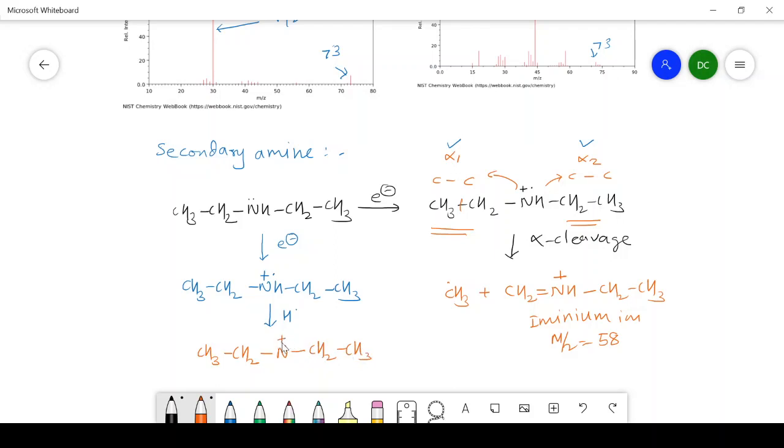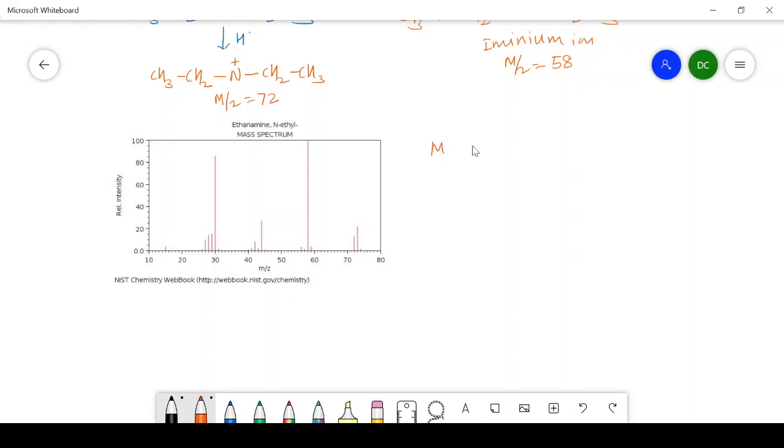Here nitrogen contains the positive charge. In this way, we may get a loss of a hydrogen radical and the corresponding ion at m/z 72. Now look at the mass spectrum of the secondary amine. The molecular ion peak is observed at 73. Then loss of hydrogen gives a peak at m/z 72, whereas formation of the iminium ion, I will write, is at m/z 58.